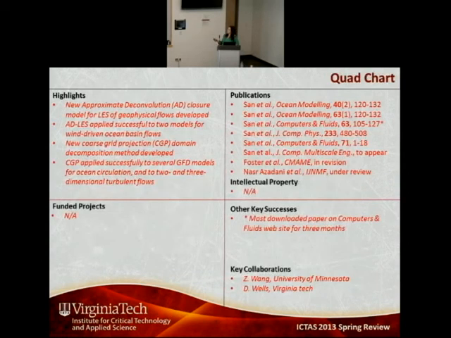So, in sum, these are the basic accomplishments: this new closure for LES and the flows we've applied it to, and this new coarse grid projection domain decomposition method and the flows we've applied it to. So 2 ocean modeling papers, 2 Computers and Fluids papers. The first Computers and Fluids paper was the most downloaded paper for over 3 months on the Computers and Fluids website. 1 Journal of Computational Physics paper, which in my field is considered a very good journal. 1 to appear in Journal of Computational Multiscale Engineering, 1 in Computer Methods in Applied Mechanics and Engineering, I believe. That's the name of the journal, and 1 under review in International Journal for Numerical Methods in Fluids.